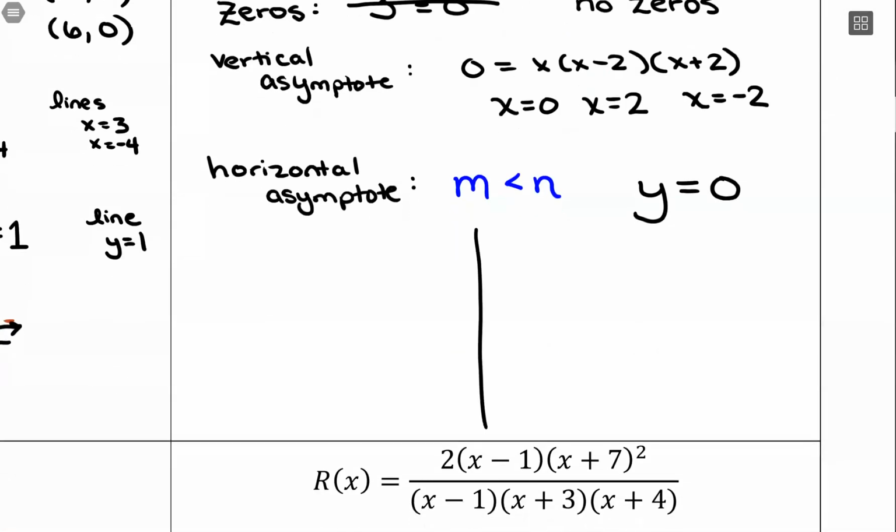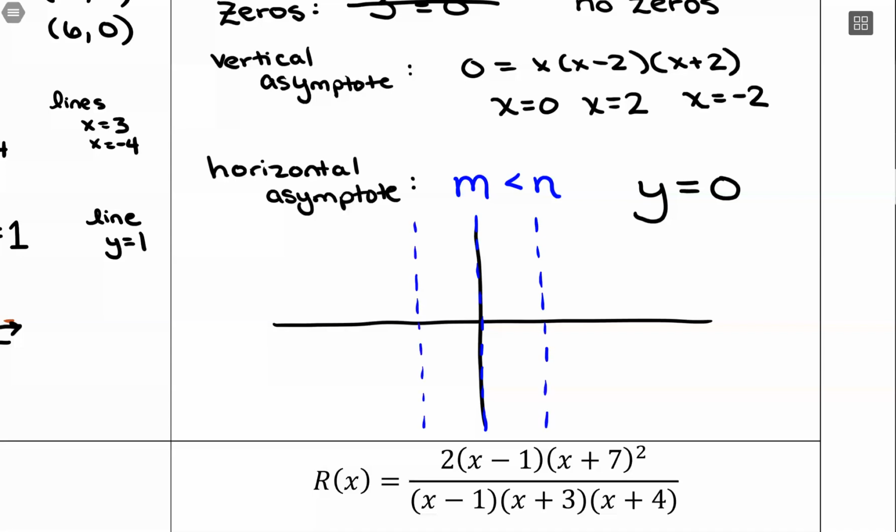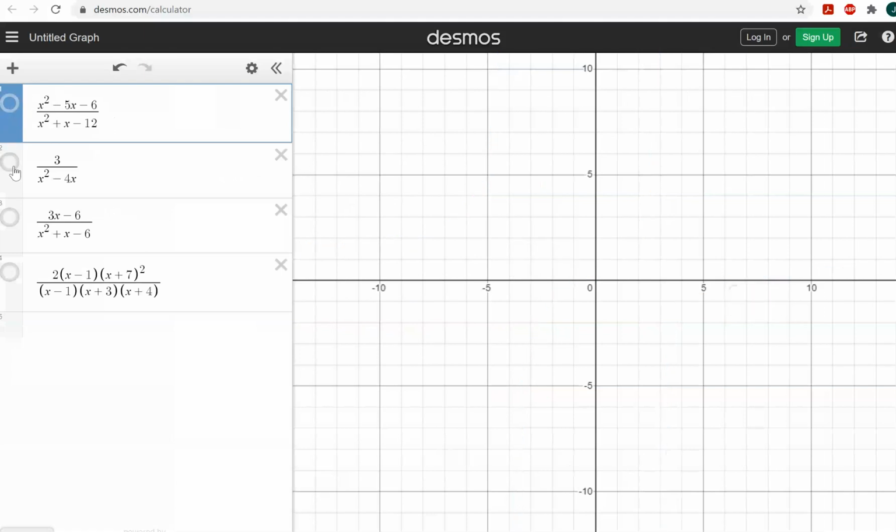So for our graph, in terms of the information I have here, we're going to have 3 vertical asymptotes. One actually along the y-axis, and then positive 2 and negative 2. And then for a horizontal asymptote, it'll be the x-axis. So to take a look at this graph, we can see we are not crossing the x-axis, so there are no zeros showing up. In the long run, we approach y equals 0, which is fantastic.